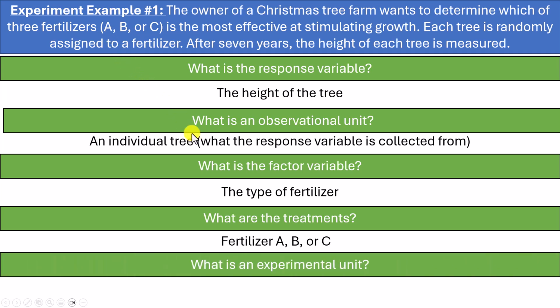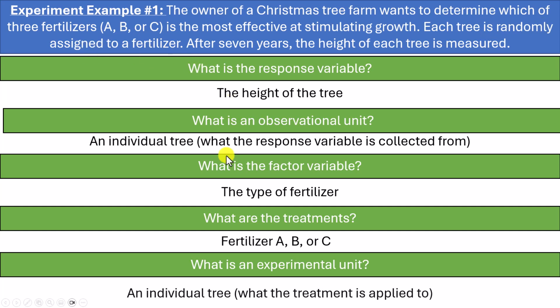Now, finally, what is an experimental unit? So the experimental unit is what we actually apply the treatment to. And in this case, we apply the treatment to each tree. They say each tree is randomly assigned to a fertilizer. So that means an individual tree is going to be an experimental unit as well as an observational unit. The reason why it's observational is because that's what we collect the response variable from. The reason why it's experimental is because that's what we're applying the treatment to. Okay, so take a second and make sure that you understand all of these parts.